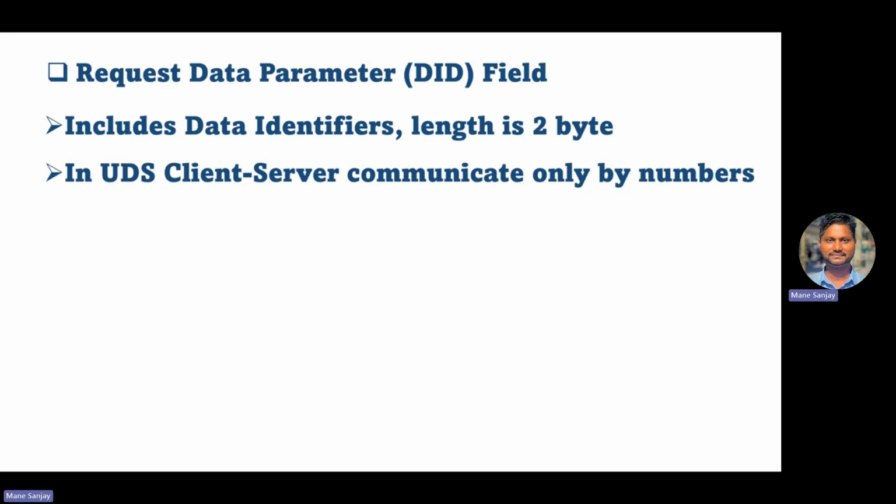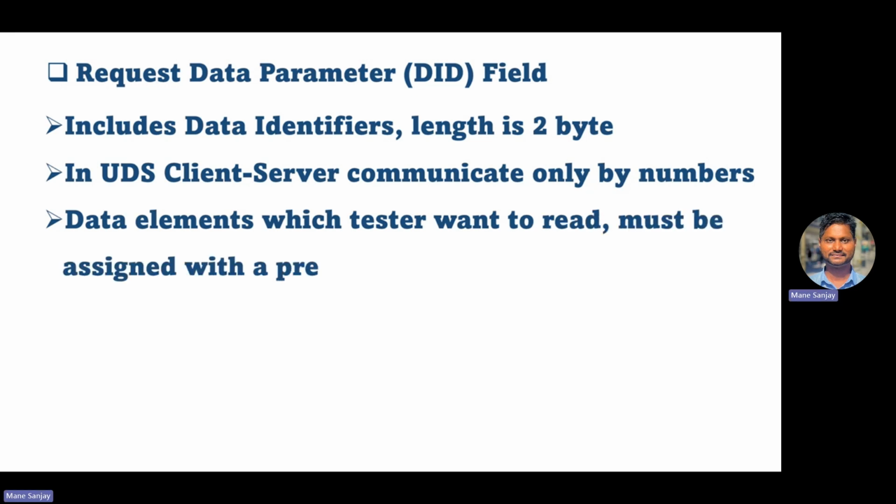If you want to read any data element from the ECU, like motor speed, battery voltage, battery current, or battery state of charge, with the help of the tester and the services, you cannot put the string motor speed or battery voltage in requests. That's not possible in UDS. All the data elements which the tester may read must be assigned a predefined number, which is the identifier for that data element in UDS. This number is 2 bytes long and is called the data identifier.